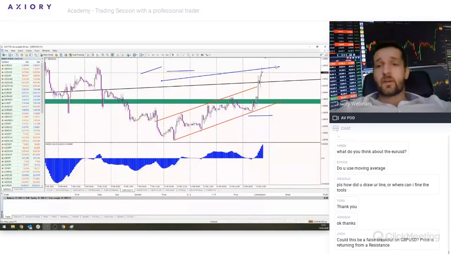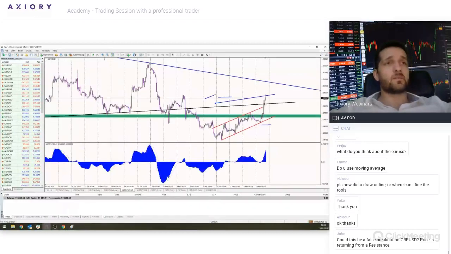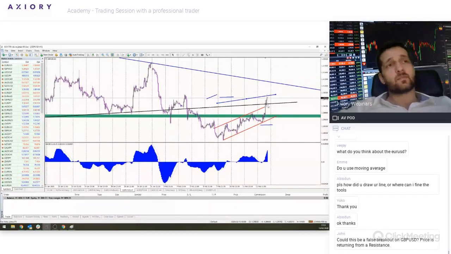Yes, this could be a false breakout. This could be a false breakout, John, but we still don't know. We have to wait. A false breakout will be a false breakout when the price reverses. Once the price reverses, that will be a false breakout, and I will try to trade it once the price comes back below the green line.